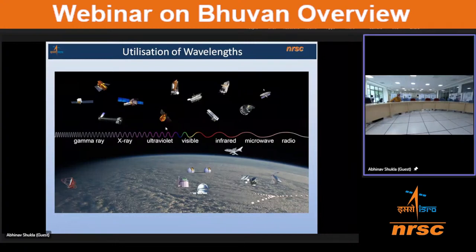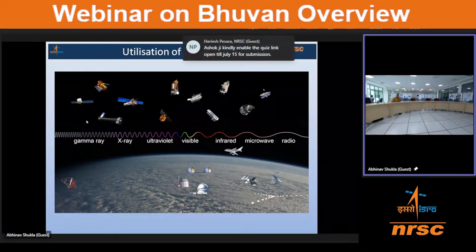The other gamma and X-ray satellites are basically used for deep space missions and not primarily for the Earth atmosphere. But yes, as far as the whole entire space gamut is concerned, all these wavelengths are basically utilized by all the scientists throughout the global community.